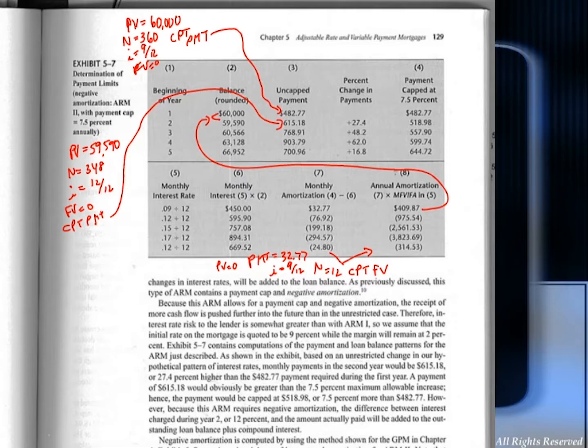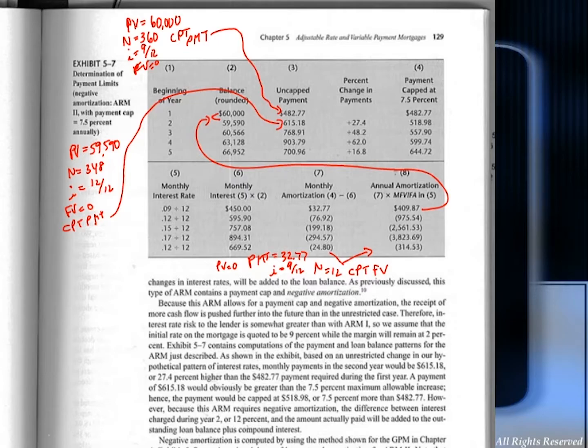Okay. And then each year, so the first year we had the 60,000, then we subtracted the 409.87 to get a new balance of 59,590. But the next year we take that $59,590, we increase it by the $975 of negative amortization. So the balance at the beginning of the third year goes up to $60,566. Okay. So you can continue that process where you're calculating the uncapped balance.